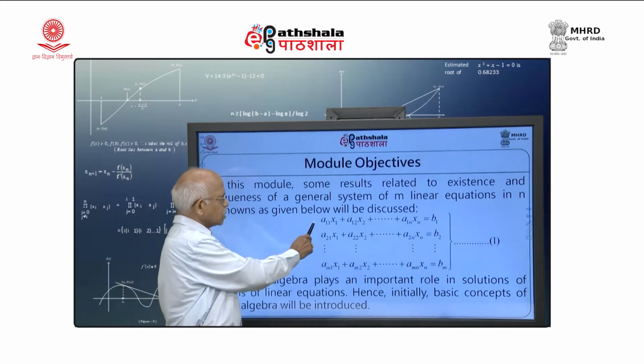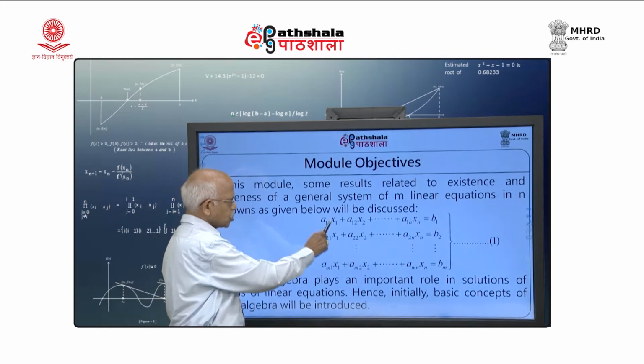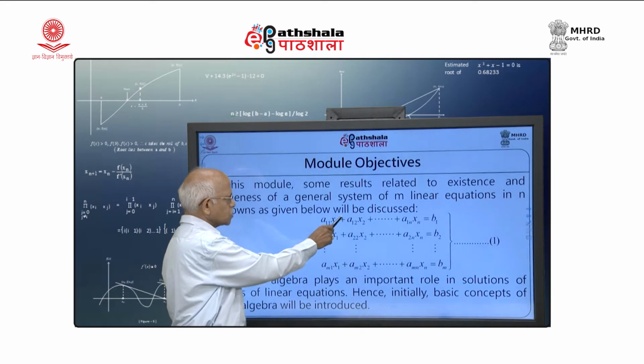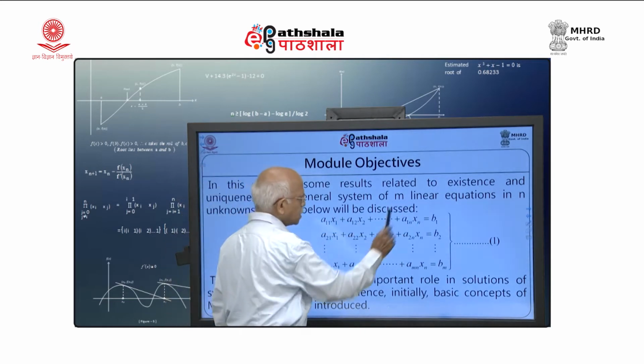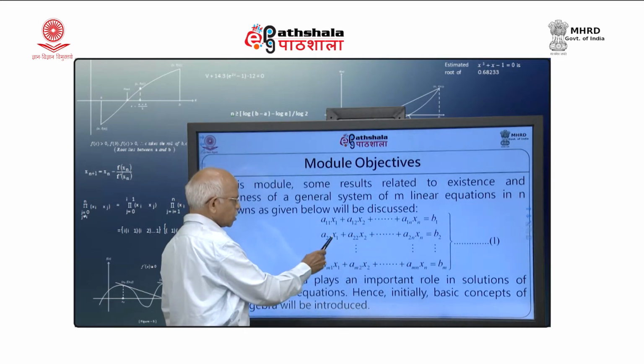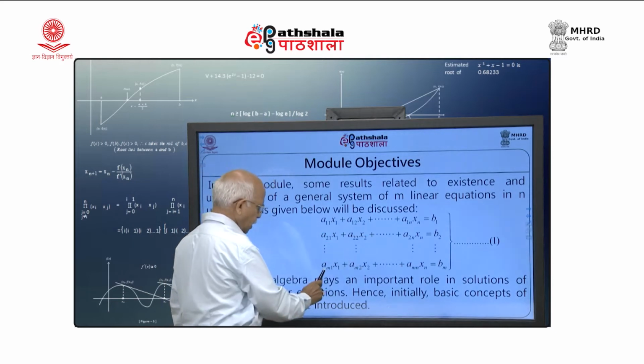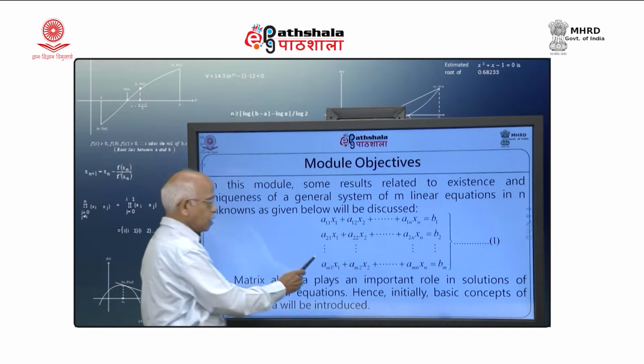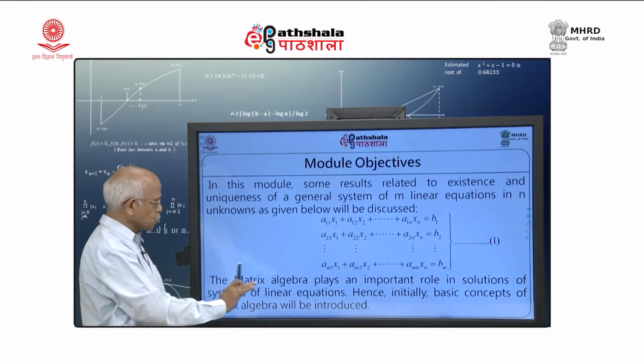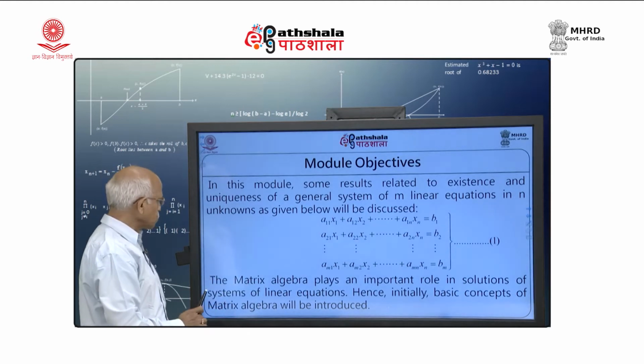This is the system of linear equations I am talking about: a 1 1 x 1 plus a 1 2 x 2 plus up to a 1 n x n equal to b 1, a 2 1 x 1 plus this equal to b 2, up to a m 1 x 1. So I am taking m equations in n unknowns. This is the most general system of linear equations I am looking at.